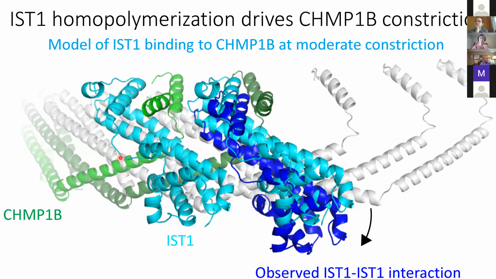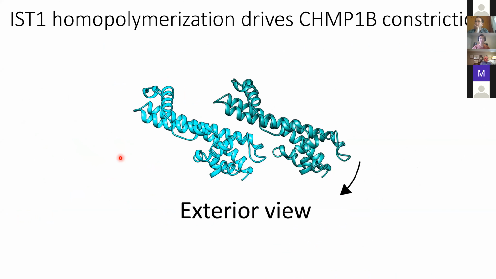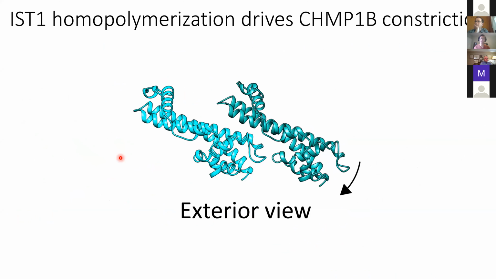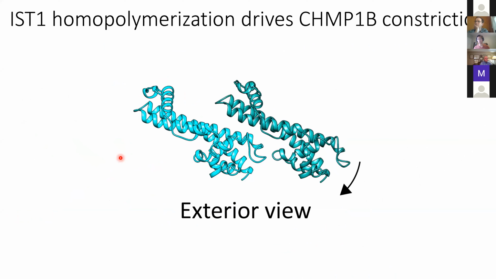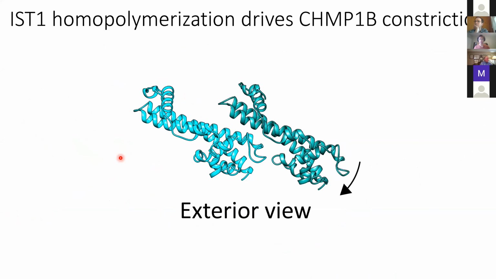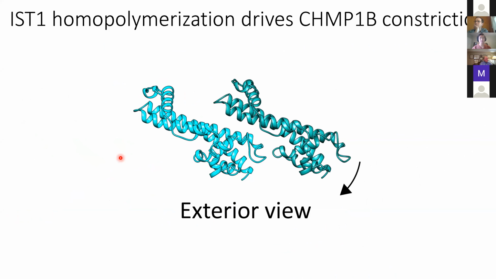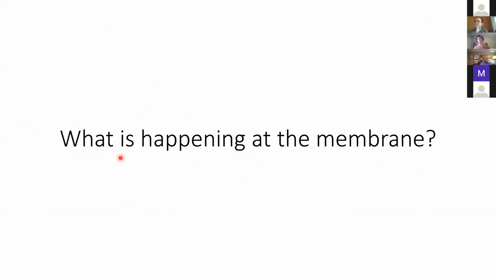So as you can see, there's a slight swinging of subunits that occurs upon binding. And this slight little hinging of IST1 is what causes CHMP1B to flex its elbow, to constrict the membrane, and elongate the filament. All right. Now, let's take a look at what's actually happening at the membrane.